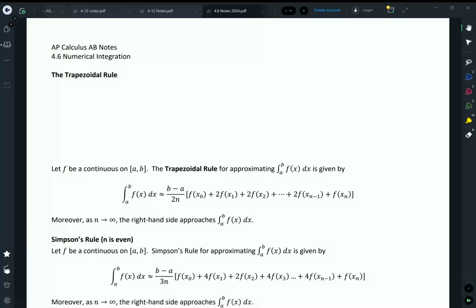Hello class, these are our notes for AP Calculus AB. Our section this time is 4.6 Numerical Integration. I don't feel like numerical integration is really a very good descriptor. It's really all about the trapezoidal rule and then Simpson's rule. So let's go ahead and work on these two.